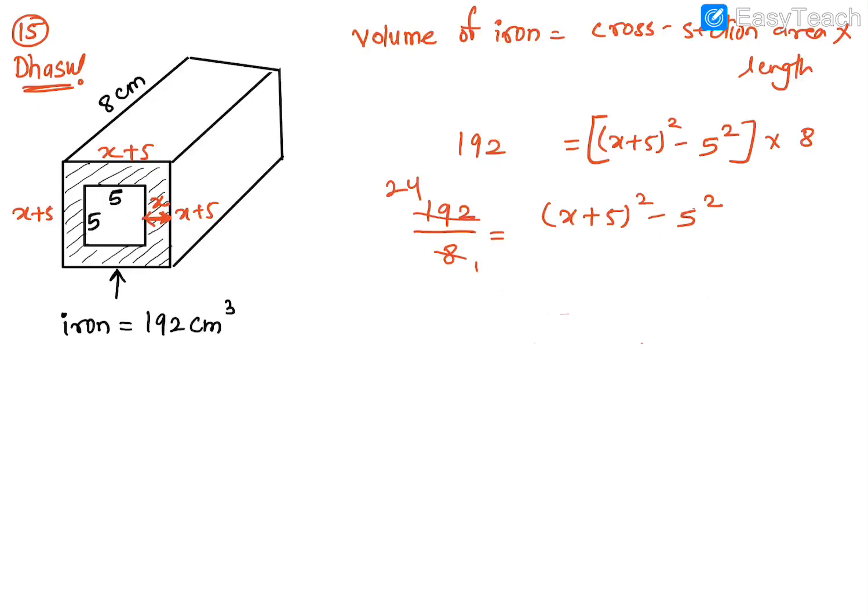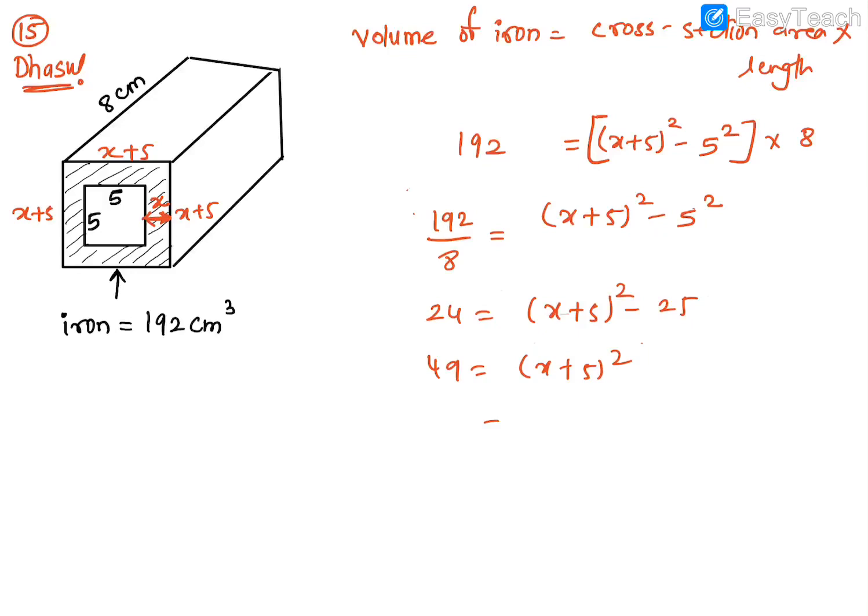So guys, out here now we will make it so this will be 192 upon 8, which is 24, equal to (x plus 5) the whole squared minus 25. So you'll get 49 is equal to (x plus 5) the whole square. Now we take square root on both sides. What will you get on taking the square root? You will get plus minus 7. I hope you'll know why plus minus 7, right?